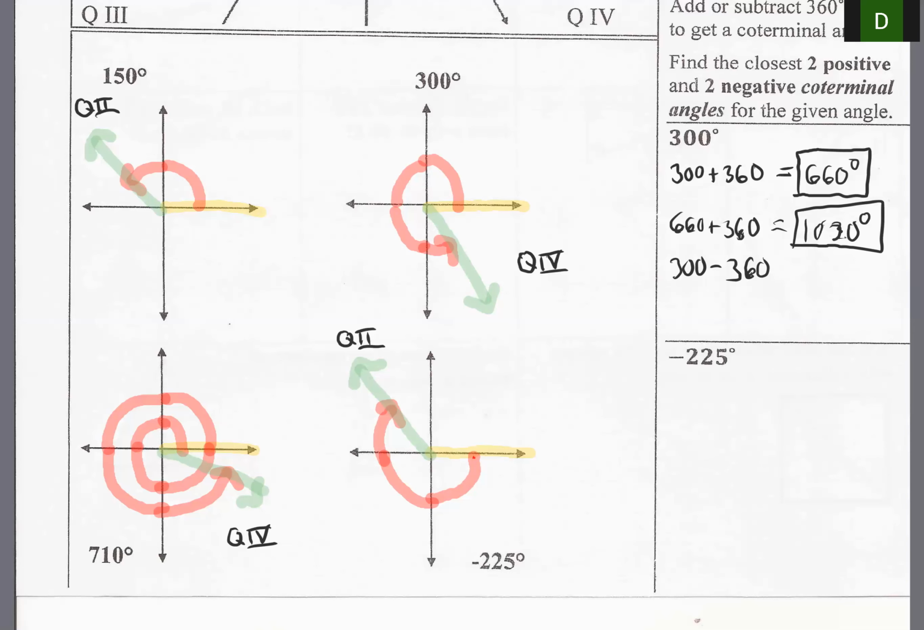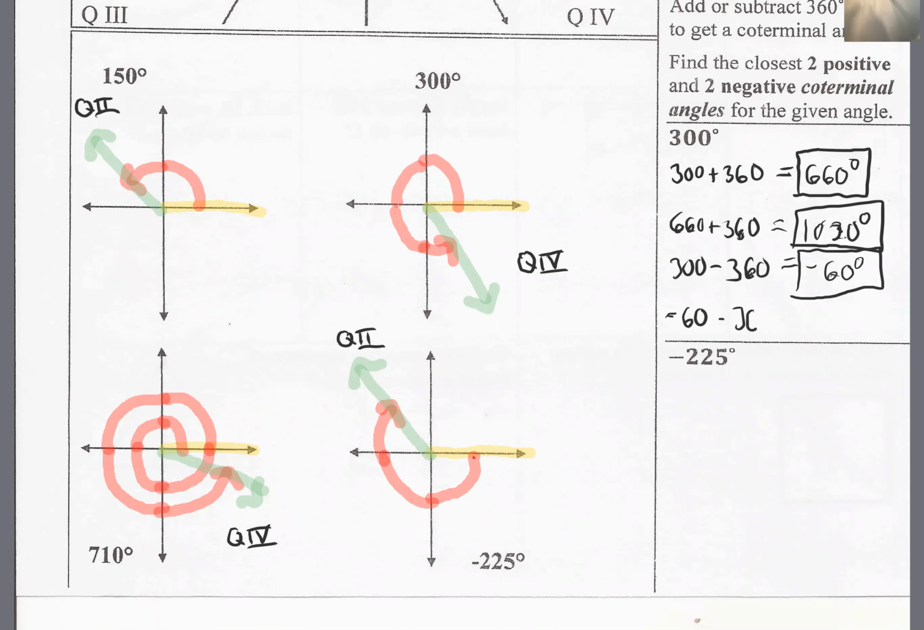This is negative 60 degrees. And if you want a negative coterminal angle, you can take negative 60 and subtract 360 from that. So again, all of these have the same green terminal side. These are called coterminal angles when they have the same terminal side.